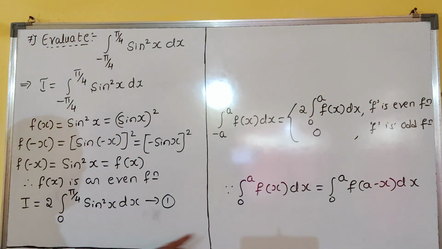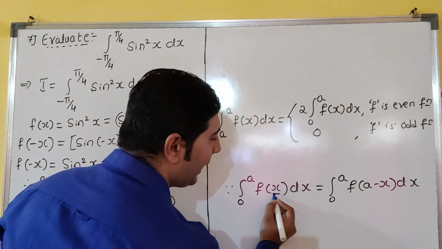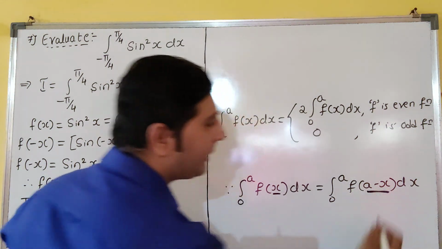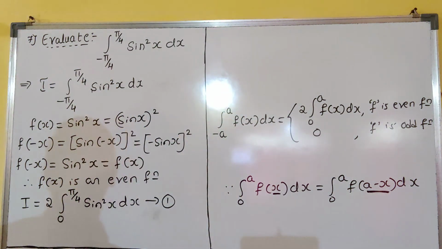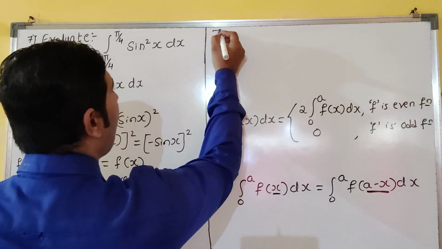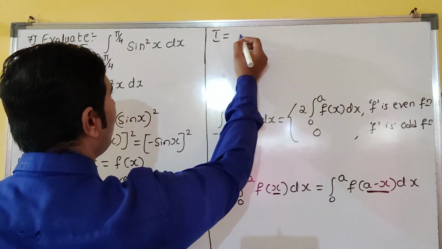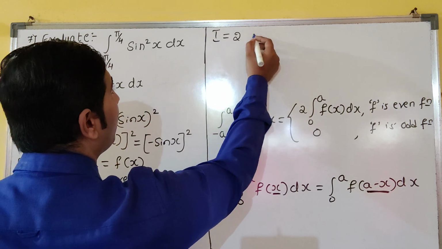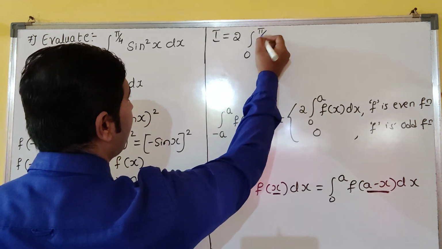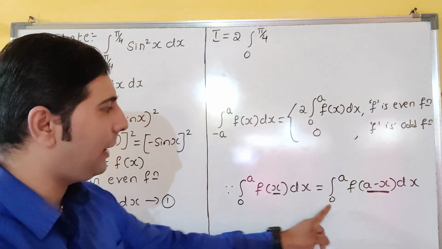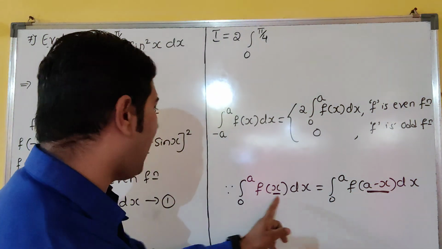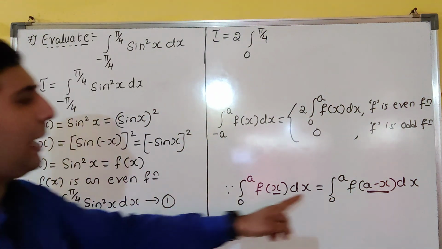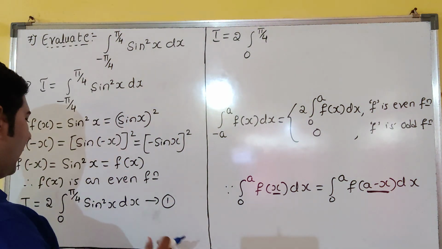Now this is also looking like 0 to a f of x, or not? Understood? So now in place of x, what do I have to replace? Can you see here, in place of x, a minus x I have to replace. Correct? So now as it is you write first, I is equal to what? 2 into the integral 0 to pi by 4 as it is. Just you have to replace x by a minus x. So now what will happen, you see.